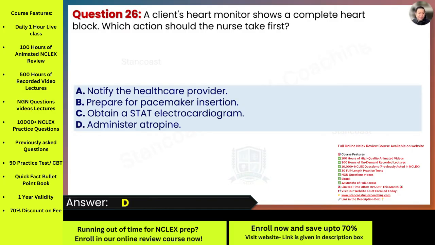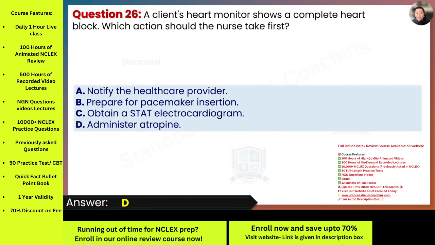Now, what about letter B? Prepare for pacemaker insertion. We know that this is certainly a long-term solution for complete heart block, because it can take over the role of a pacer when the AV node fails. However, the pacemaker insertion is a procedure that takes time to prepare for, like getting the consent or setting up the equipment and also coordinating the team.